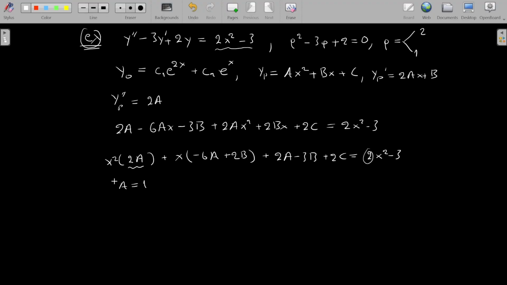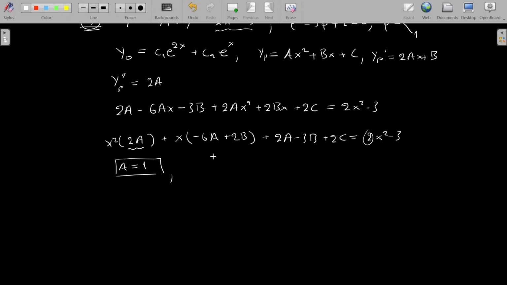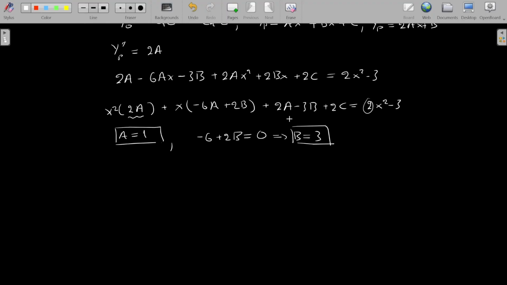meaning that this is equal to this, so a is 1, right? And also, this is 1, so -6 + 2b is equal to 0 because there is no x term, meaning that b is 3. And finally, putting everything here, we get that this is 2 - 9 + 2c is equal to -3. So c is just 2.